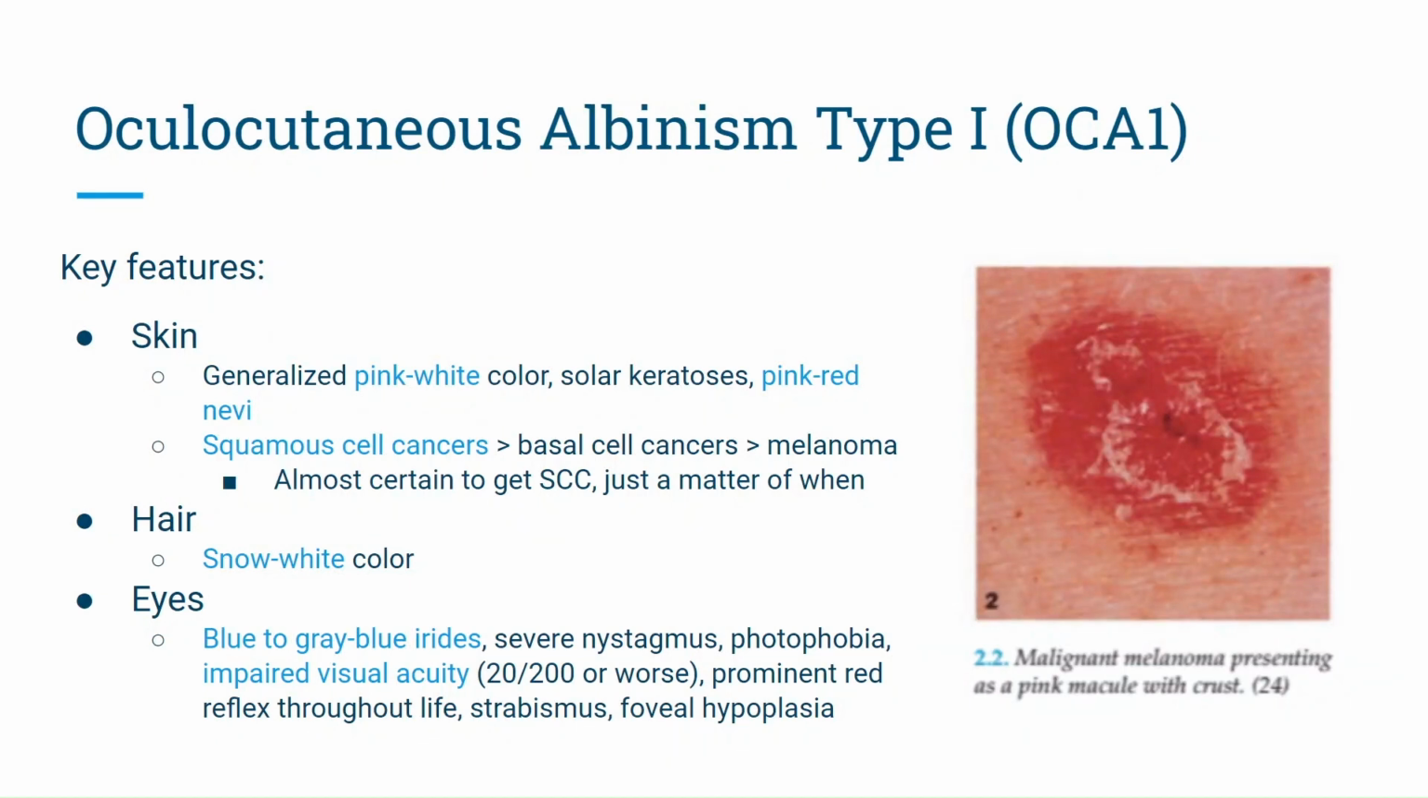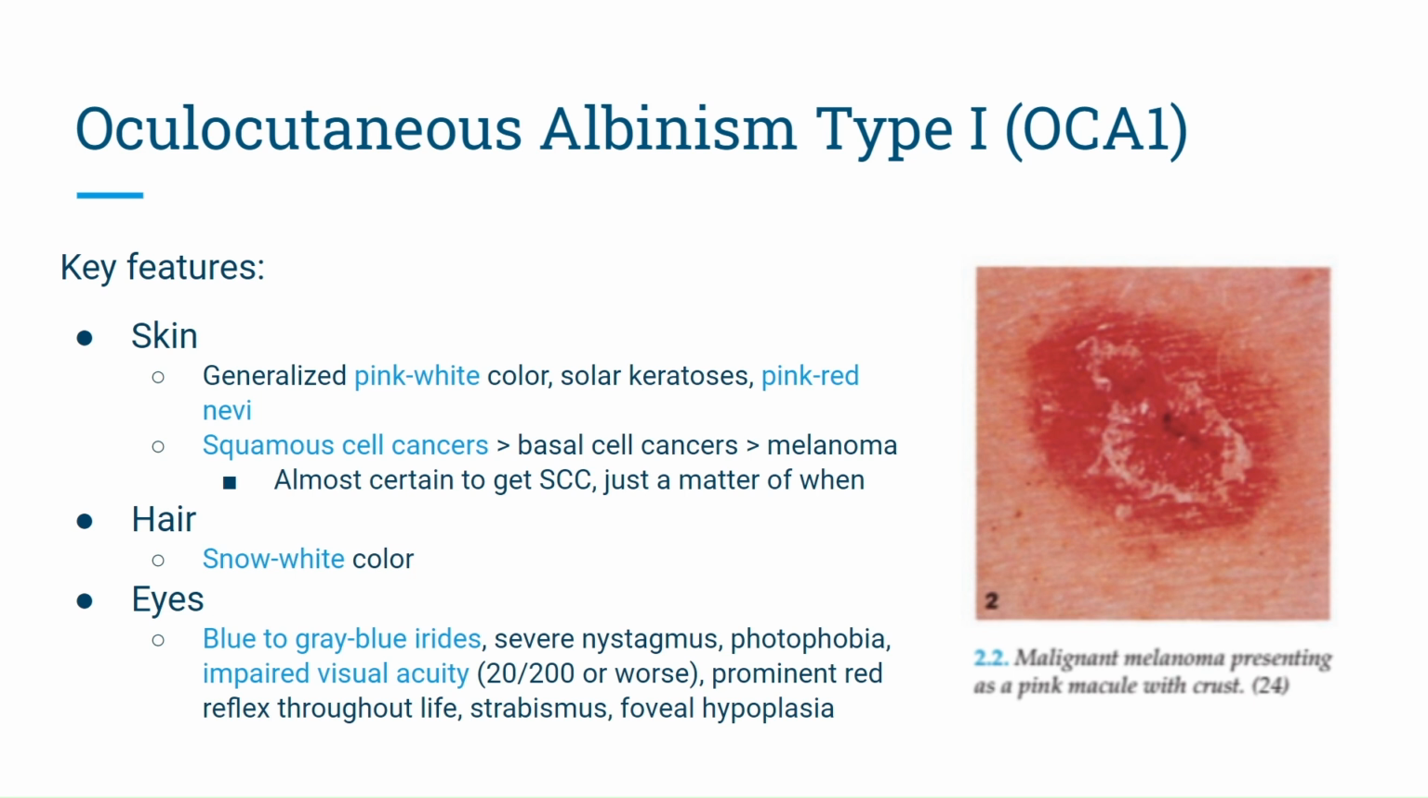So what do we see with, at least specifically, OCA type 1? We see skin generally pink-white. You have often solar keratoses, skin damage, pink-red nevi. You're likely to get some skin cancers with this, obviously. So you have a high incidence of squamous cell, and then basal cell, and then melanoma. You're almost guaranteed a squamous cell, so it's just a matter of when. Snow white hair, blue to gray irides, impaired visual acuity as well.